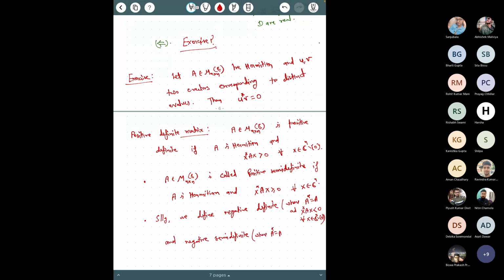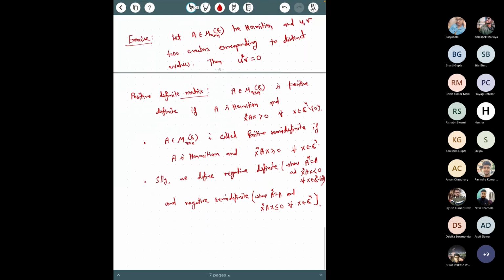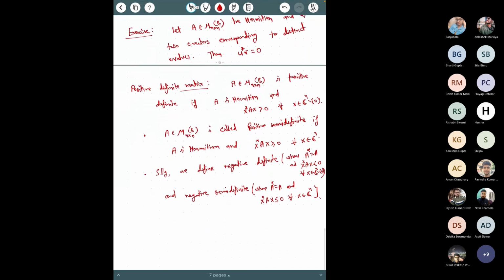Okay. And if a matrix is neither negative definite nor positive definite, then it is called indefinite. So if A is neither positive definite nor negative definite, then it is called indefinite.